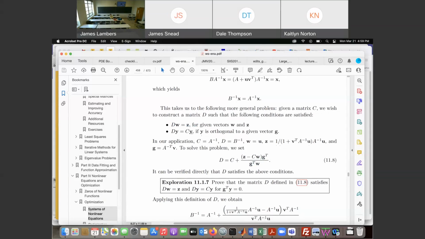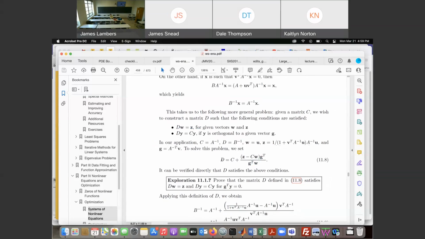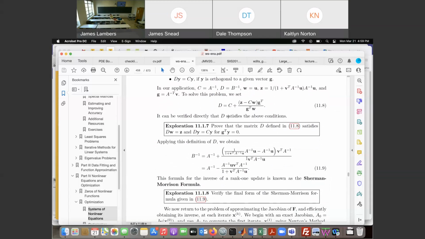On the other hand, if Y is orthogonal to G, I multiply both sides of this by Y. G transpose Y is 0. So this whole term goes away. So DY is equal to CY in that case. So if I take this formula for D and make all of these substitutions, which is what I've done here, then I have a formula for B inverse.